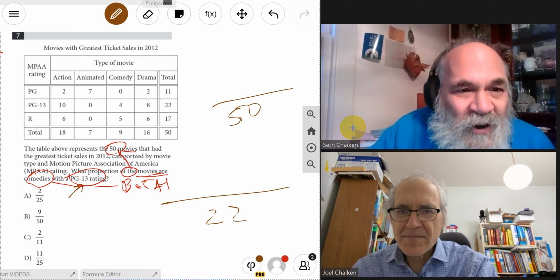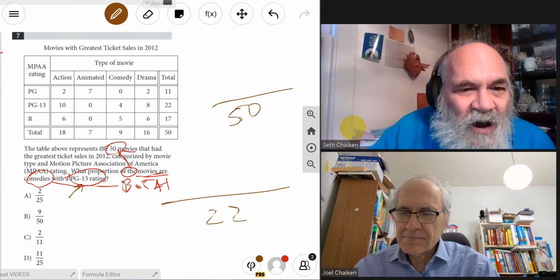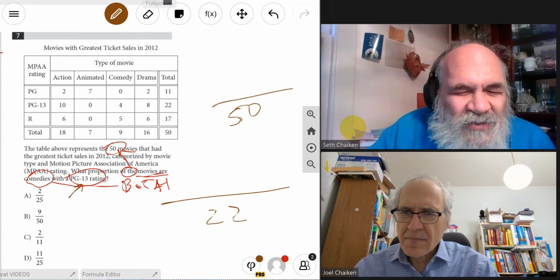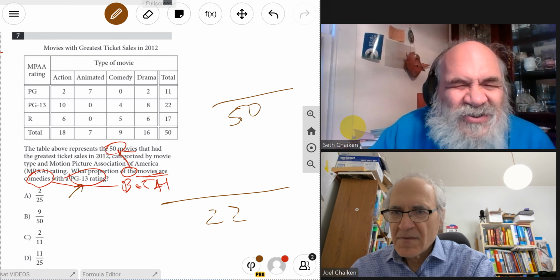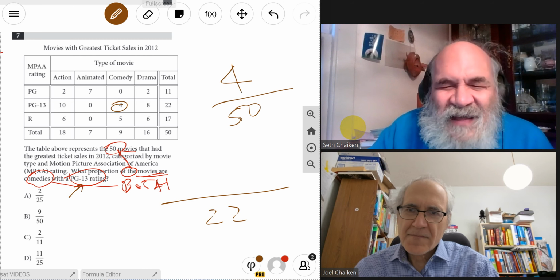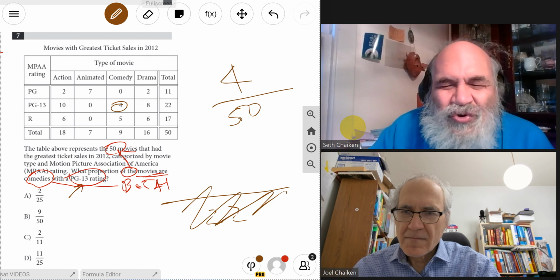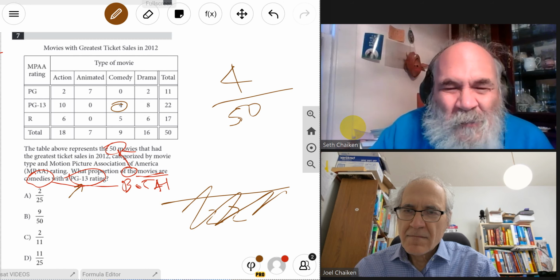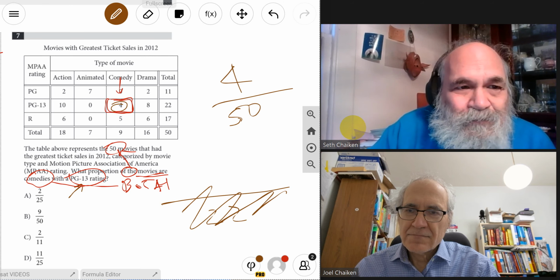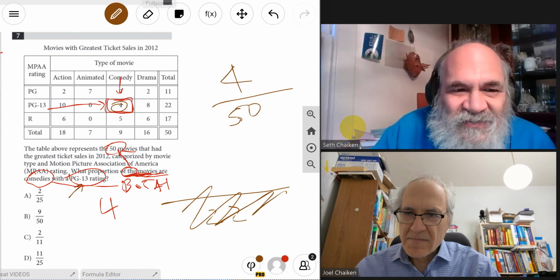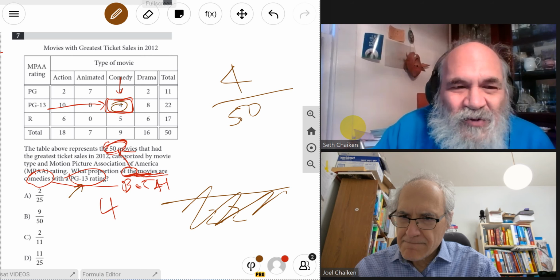So what they're asking for is to concentrate on the movies that are comedies with a PG-13 rating. So that's 4. That classifies the movie with 2 criteria that must both be true. And so the category they're asking about is comedies with a PG-13 rating, and there are 4 of those movies. Right. And then they ask for the proportion of the movies. The movies are the 50 movies.